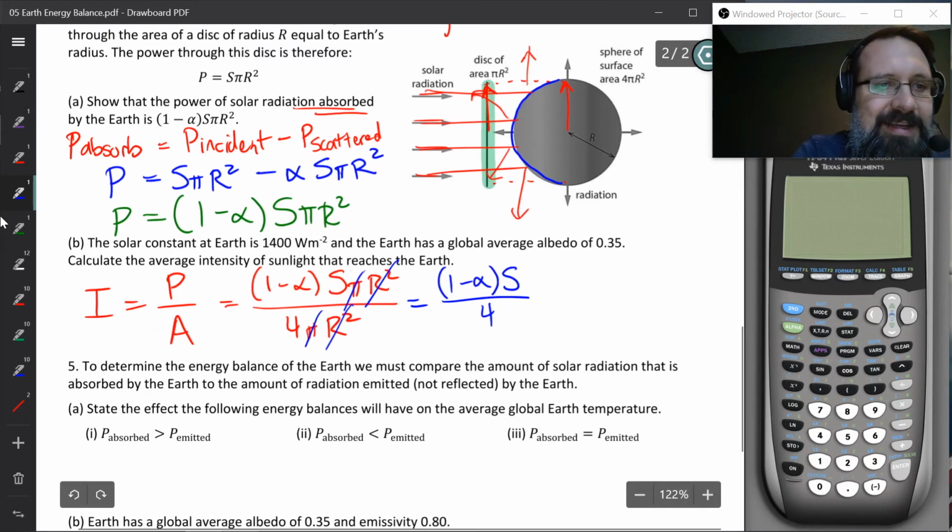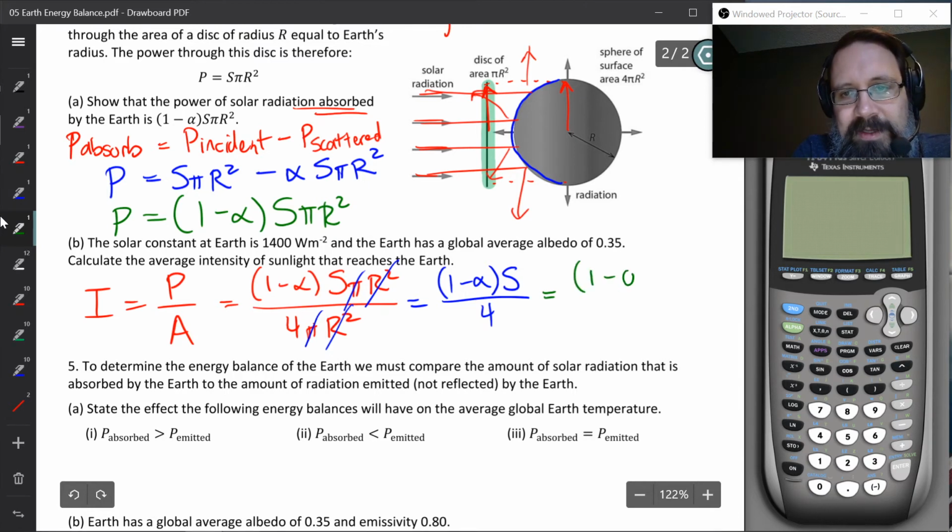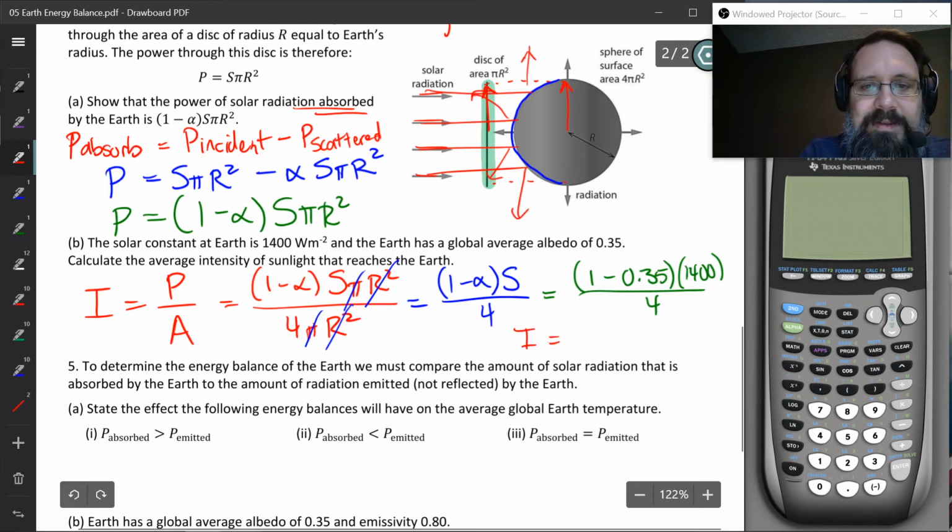So we're going to take the albedo of the Earth, which is 1 minus 0.35. The solar constant was 1400. We're going to take 1/4 of that, and that gives us the intensity at the surface of the Earth. And this is ignoring, like I said earlier, atmospheric effects.